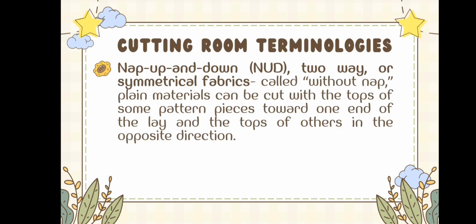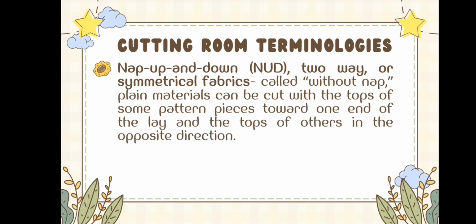So next we have nap up and down, or nud. This is also called two-way or symmetrical fabrics. It is called without nap. Plain materials can be cut with the tops of some pattern pieces toward one end of the lay and the tops of others in the opposite direction. So plain materials, like their design is just plain.